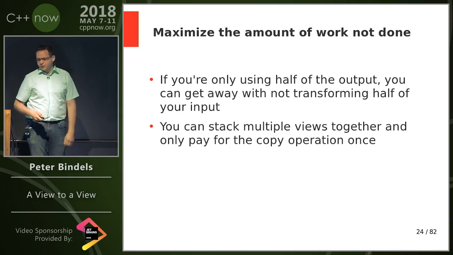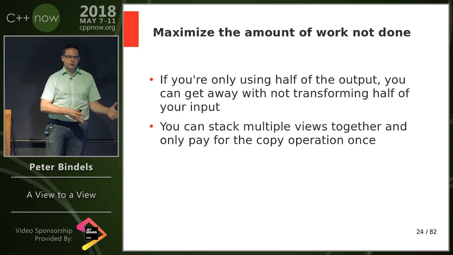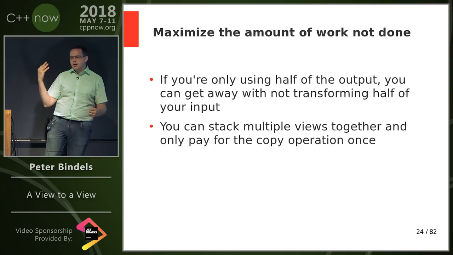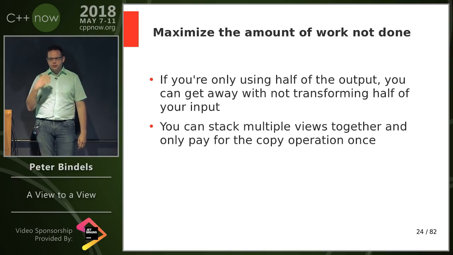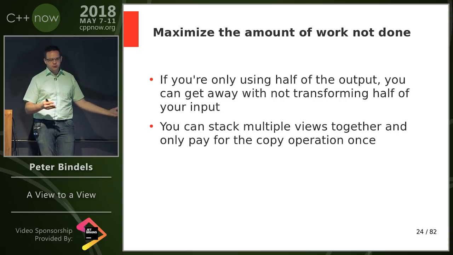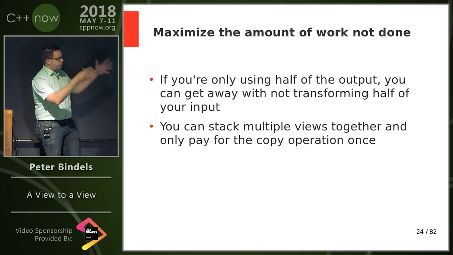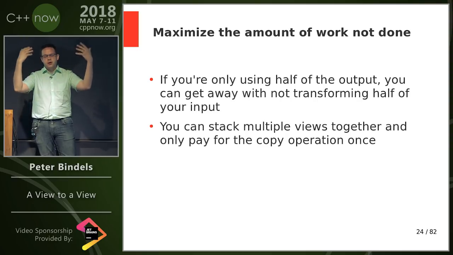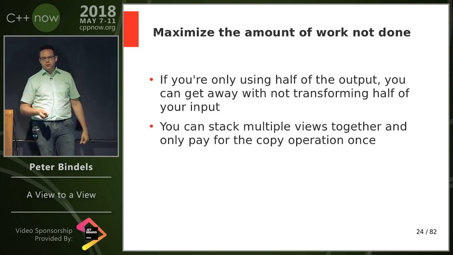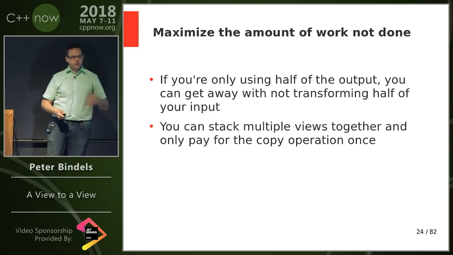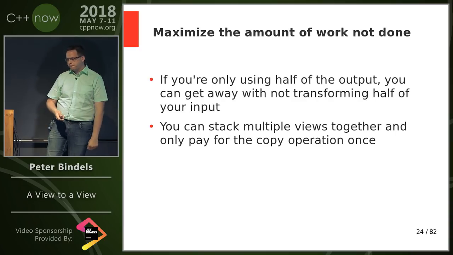And for views, this means that if I'm using a view on an input range, I'm searching for some entry, and I know that at some point I've had enough of them, I found an entry or something, I can get away with just not doing the entire transformation on the input. Instead of taking everybody in the database, pulling them into objects, converting it into the entry I want, and then skipping it, I can just skip the entire transformation.